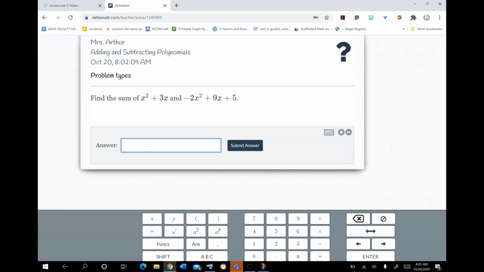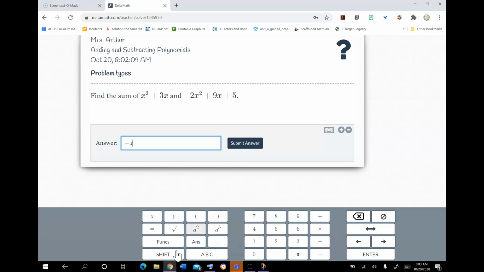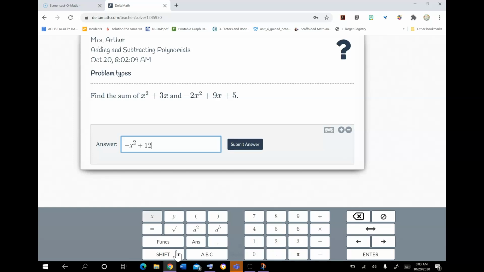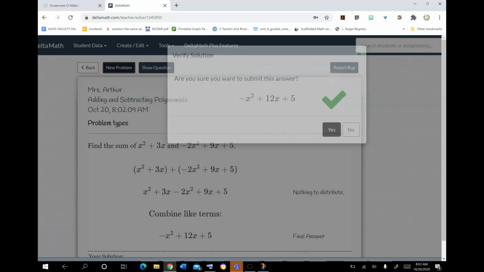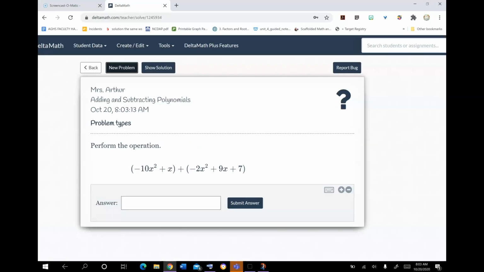You would say negative x squared plus 12x, and then it was plus 5. Submit. All right, let's do another one.